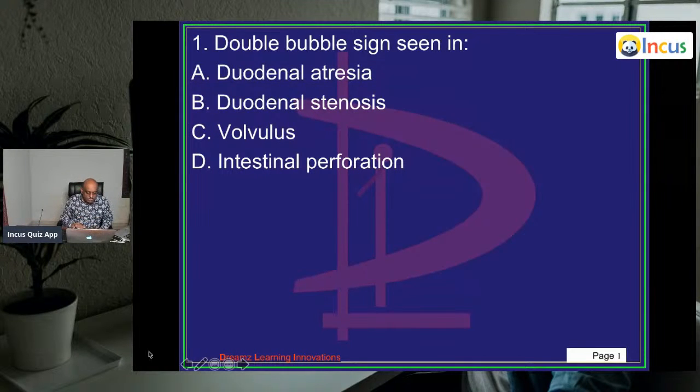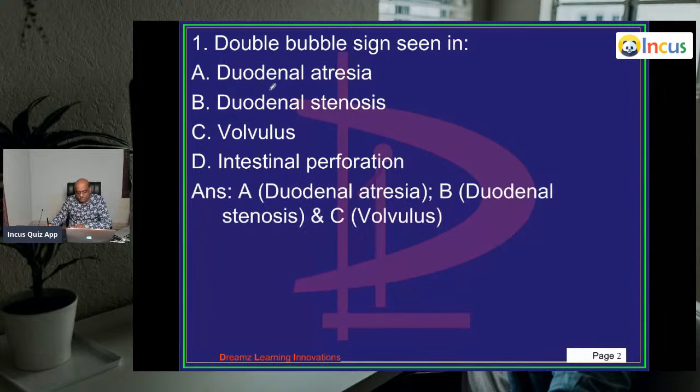Let us start with radiology. Radiology is always interesting, primarily because there is something to see in the format of an image. There is something to interpret. And it is more quizzical in nature, the radiology. So, double bubble sign, where do we see? Let us pick up the PGI question bank of the last 15 years and try to master it with the daily revision. Double bubble sign is a feature in duodenal atresia, duodenal stenosis, also in volvulus. We see double bubble sign.